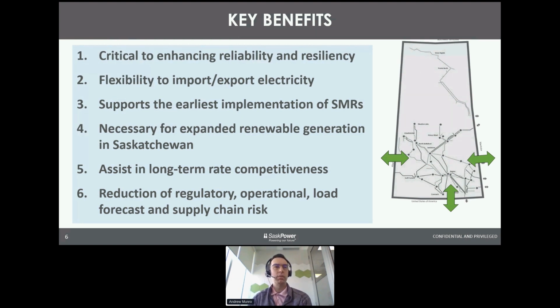And then I think a really big one that not a lot of people talk about is load forecast uncertainty. The province of Saskatchewan has gone through some high growth at times. And so how do we manage if those times come back, or maybe we're in one right now, and load increases? Having extra interties will allow us to bring that energy in.